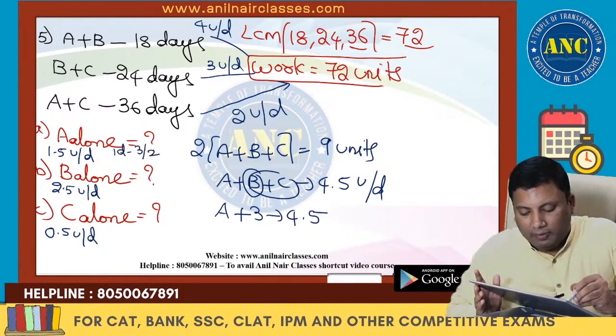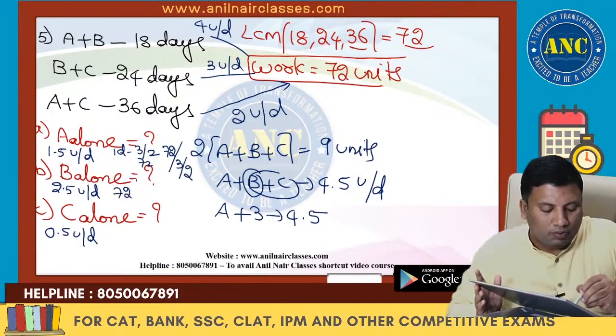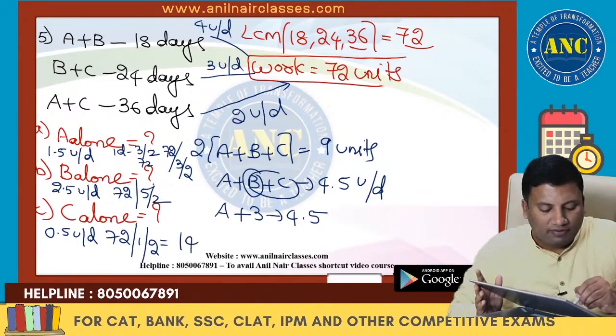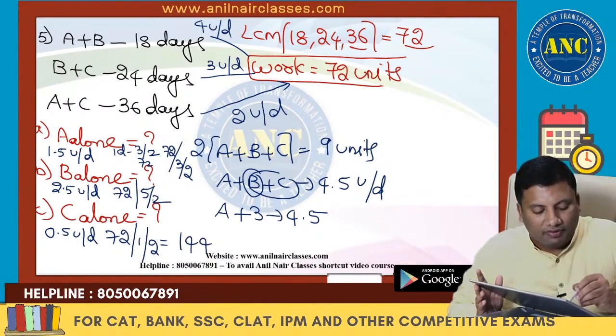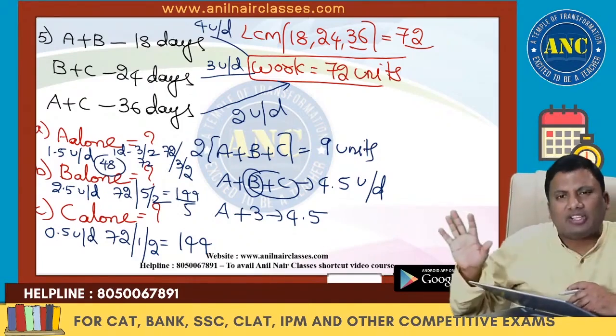1 day, 3 by 2. 72 by 3 by 2. 72 by 2.5. 72 by 1 by 2. These answers are 144 by 3, 144 by 5, and 144. So the answer is 48 days for A. If together is given, there is nothing in this question.